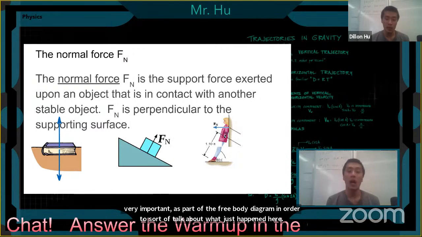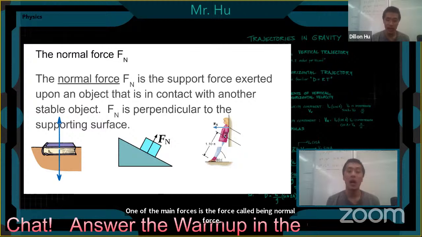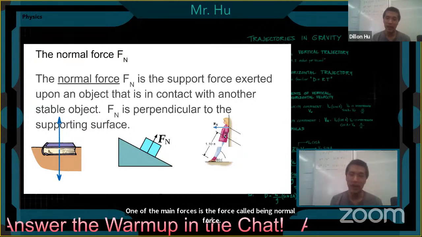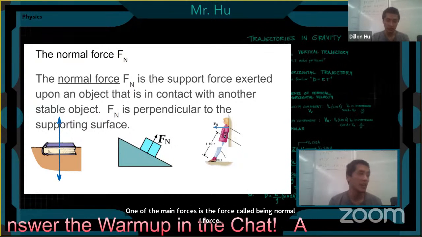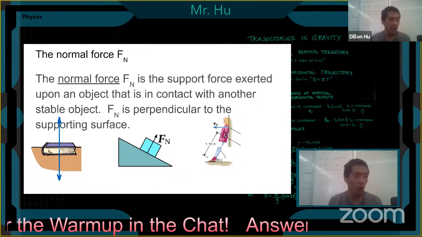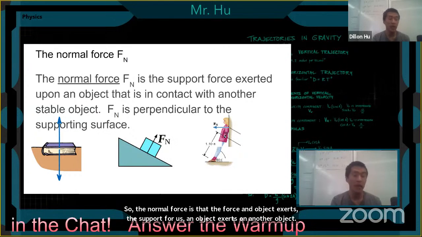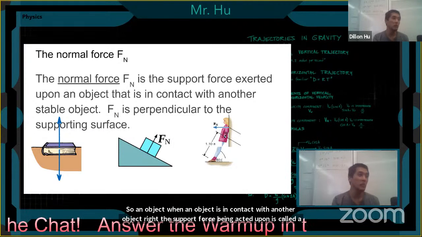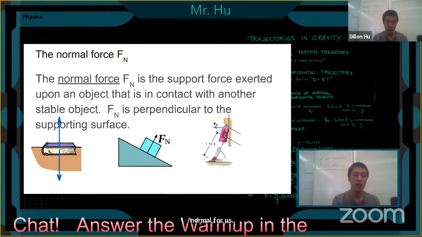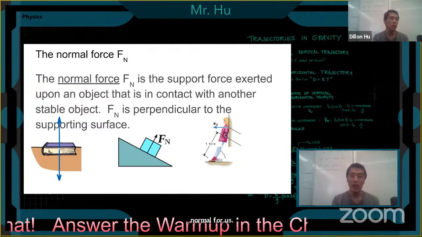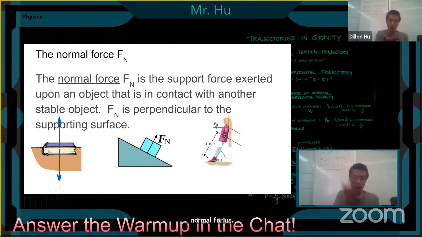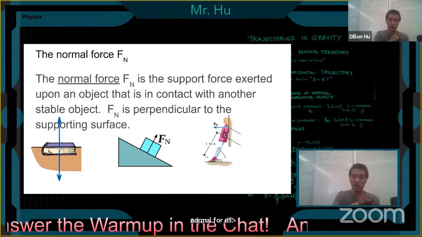So when an object is in contact with another object, the support force being acted upon is called the normal force. And the normal force is perpendicular to the supporting surface. So how do we label the normal force? We label it with F subscript N. Very important. That's how you label your normal force, F subscript N. And the normal force is basically the force that is pushing against an object to support it.